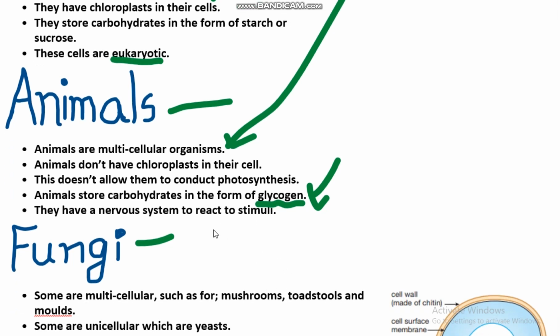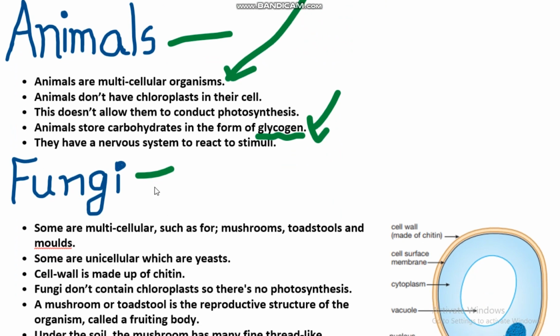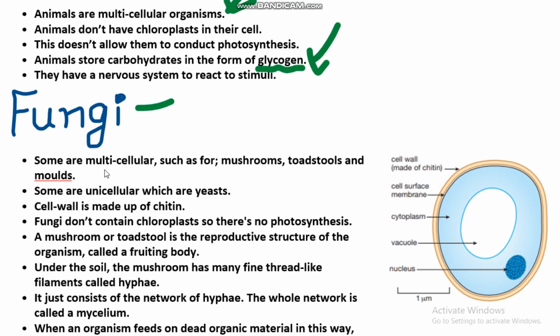Animals gather glucose and store it in the form of glycogen, and they have a nervous system which allows them to react to stimuli. Then fungi are multicellular organisms too, and some are multicellular, such as mushrooms, toadstools and moulds. Then we have unicellular fungi, which are yeasts, meaning they're single celled. The cell wall is made of chitin, as seen here in the outer layer.